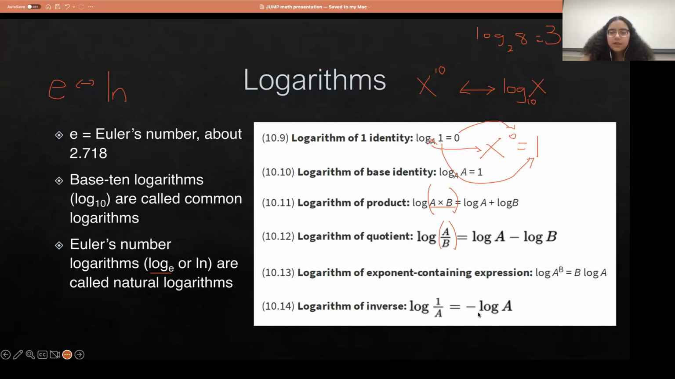And then another thing, if there's an exponent within your log, this is a pretty cool one. You can just bring that down as a coefficient. This is kind of like reversing power of a power being multiplication. So if you have log of a to the b, you can bring the b down outside and multiply that many times. And then lastly, same way the exponents worked, if you have a reciprocal, you can just bring out the negative and flip it. So that's logarithms.